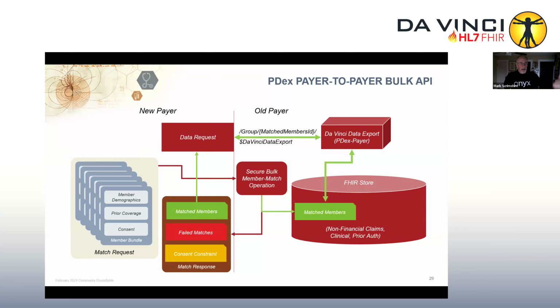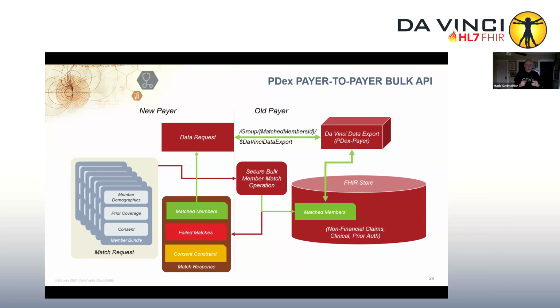And then there may be a third group where, yes, they may have found the member, but the way the member had requested what they wanted to be released, maybe they didn't want any sensitive data to be released. Maybe the plan can't comply with that request. And so that would be into this third bucket. The matched member group would effectively be written to the Firestore to be available as a group resource. And then the payer will be able to make a secure request through the Da Vinci data export for that group ID to be able to retrieve the data. Again, basically the same set of data that we've been talking about from the payer's Firestore.